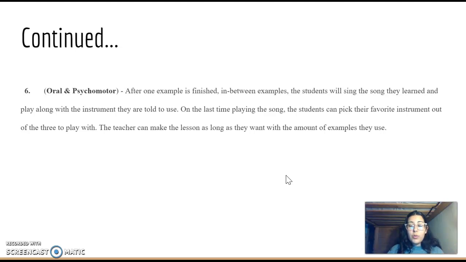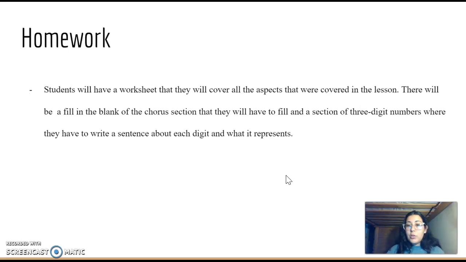And the teacher can make the lesson as long or short as they want, with however many examples they choose to use. And for homework, the students will have a homework sheet that will cover all the aspects that were covered in the lesson. So there will be a section with a fill in the blank of the chorus, and if they memorize the chorus, they should be able to fill that out.